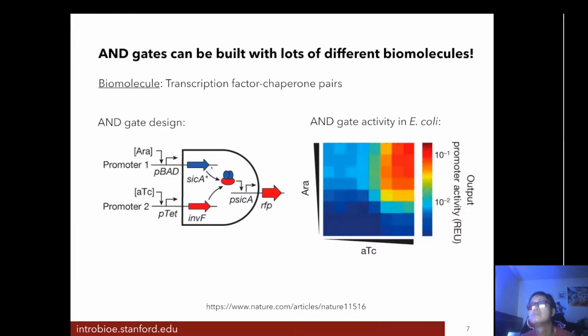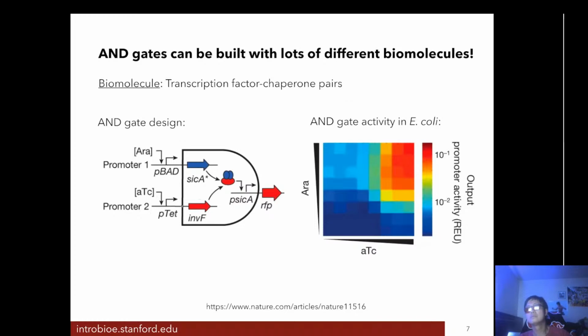For whatever reason, the bacteria is not able to fold it correctly. And so remember we talked about how protein structure is really important for function. Well, when it's not folded correctly, it can't bind the DNA and it can't initiate expression of the output gene, which is RFP, a red fluorescent protein. SIC-A needs a chaperone called INVF in order to fold correctly.